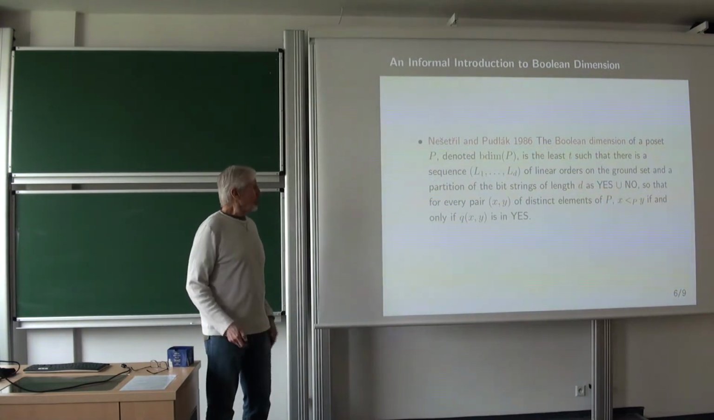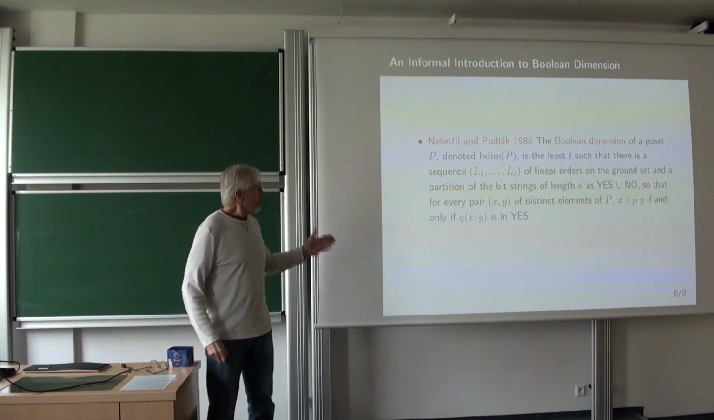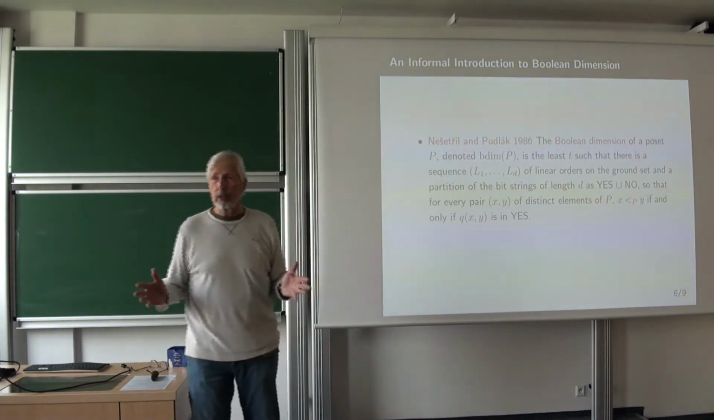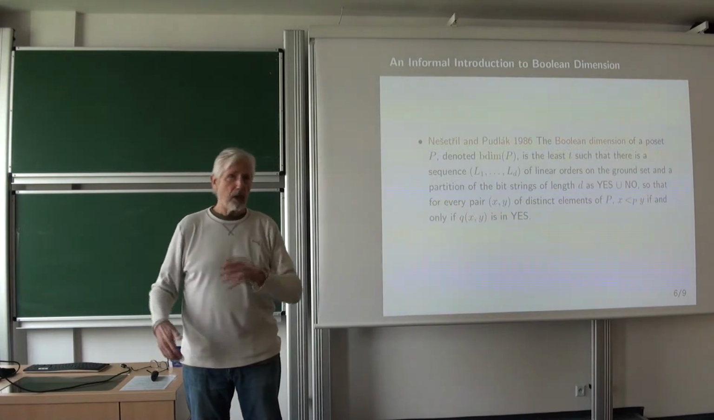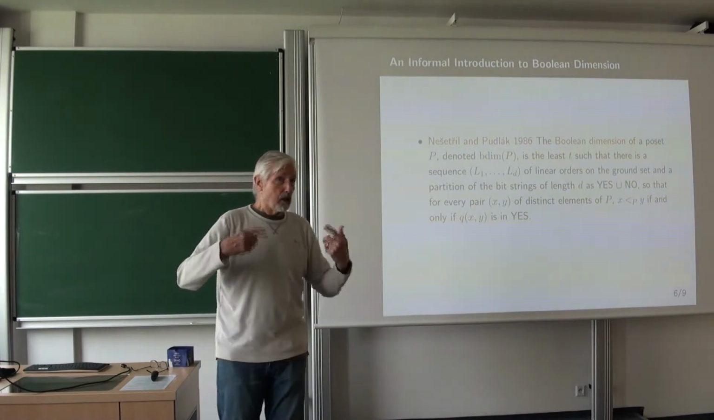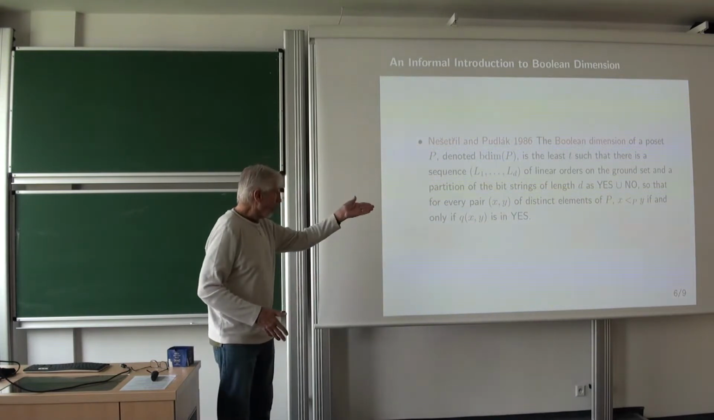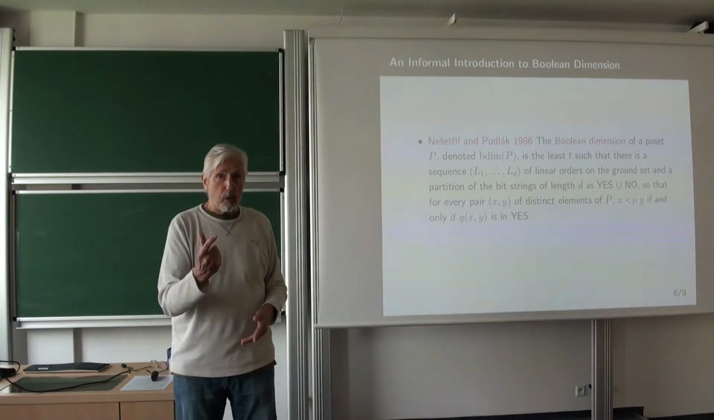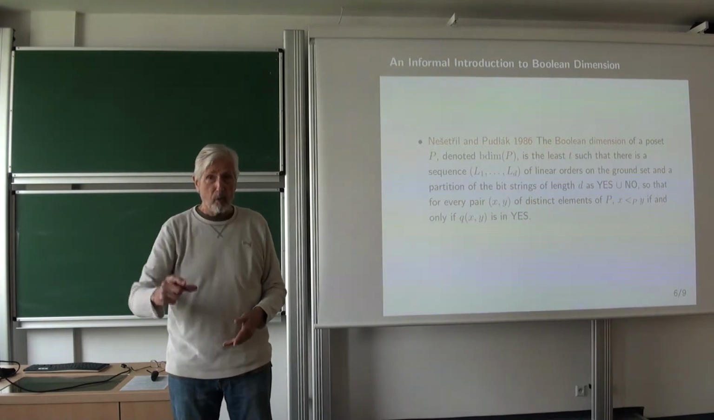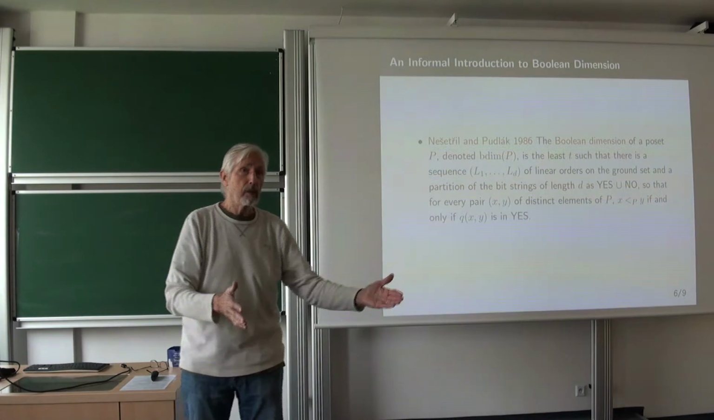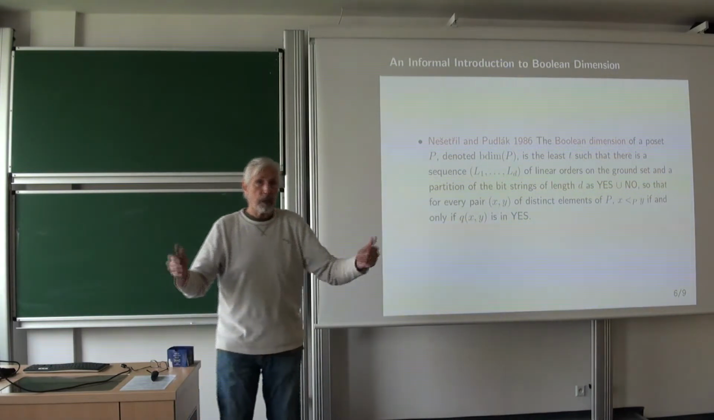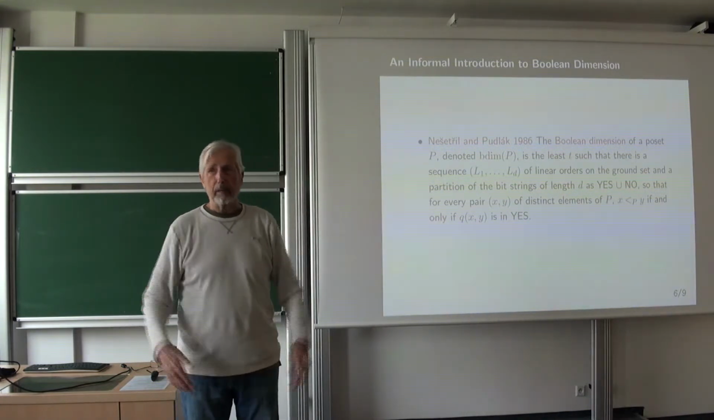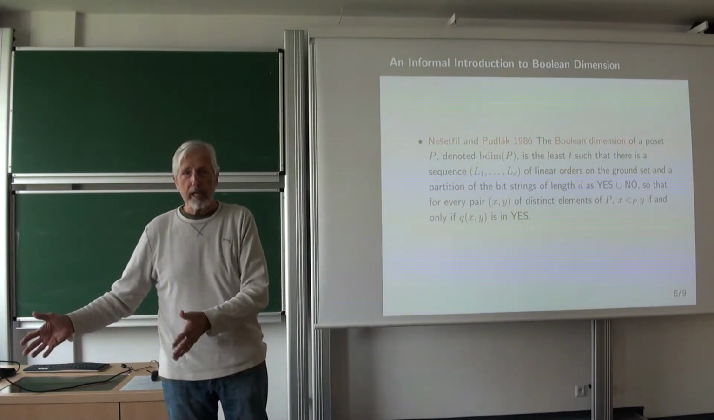The Boolean dimension of a poset, B dim, is at most t if there's a sequence of t linear orders, and you can partition the bit strings into two parts, the yes part and the no part. And the partition and the linear orders have to have the property that if you give me a distinct pair x, y, and you give me the query string for this pair, x is less than y if and only if its query string is in the yes pile. It's that simple. Okay, you can formalize this and say I'm talking about a Boolean formula, stuff like that, but it's just some queries are yes and some queries are no.